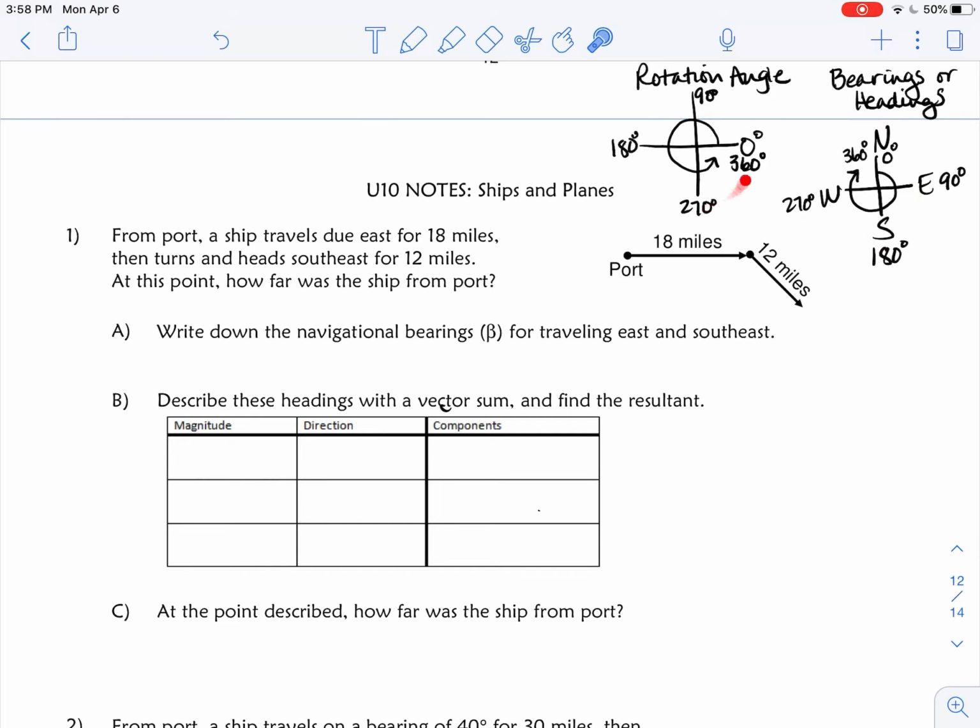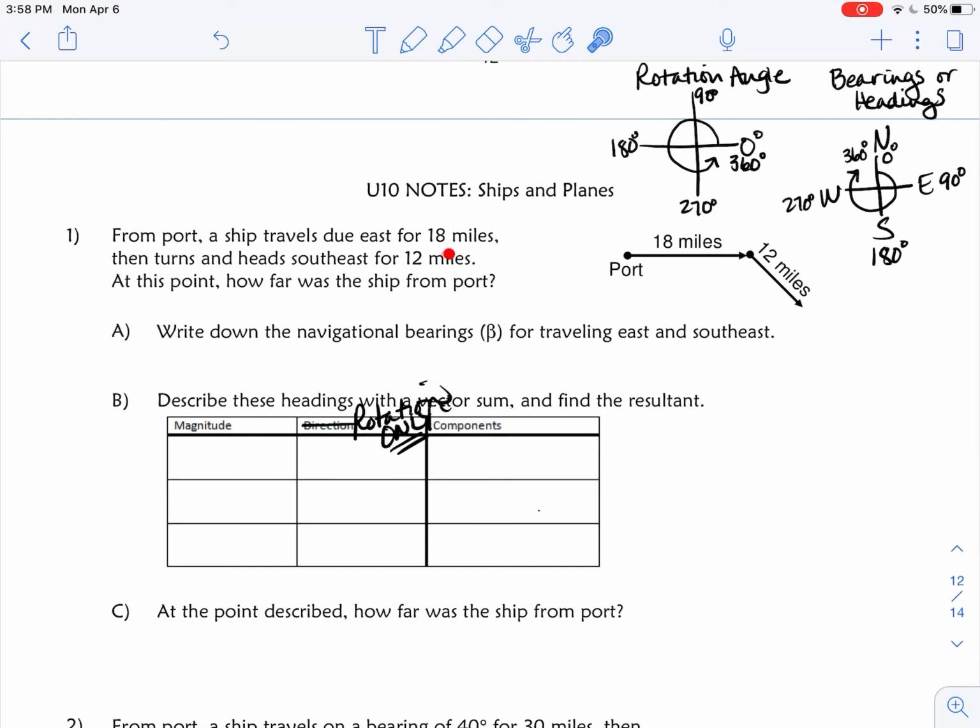So in the real world, you will use headings and bearings. For what we're learning, we are using rotation angles. Rotation angles are only to be used on the chart, so I want to just make myself a note, rotation only. If you are given headings or bearings, you must convert them to rotation angles to get the correct answer.